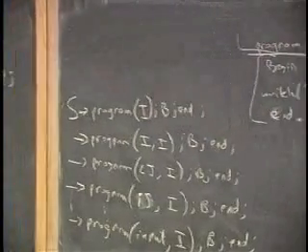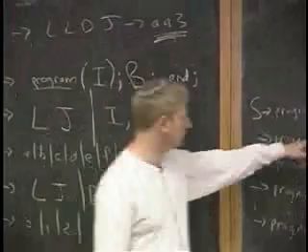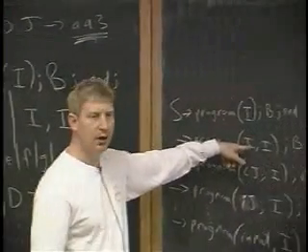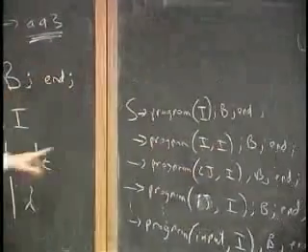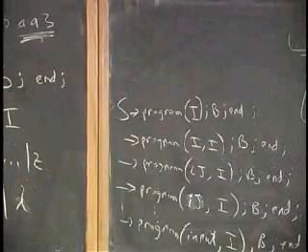Yeah, Kevin? When we parse the I from the first to the second line there, how did we know whether to do I comma I, as opposed to LJ? That's why parsing's hard.